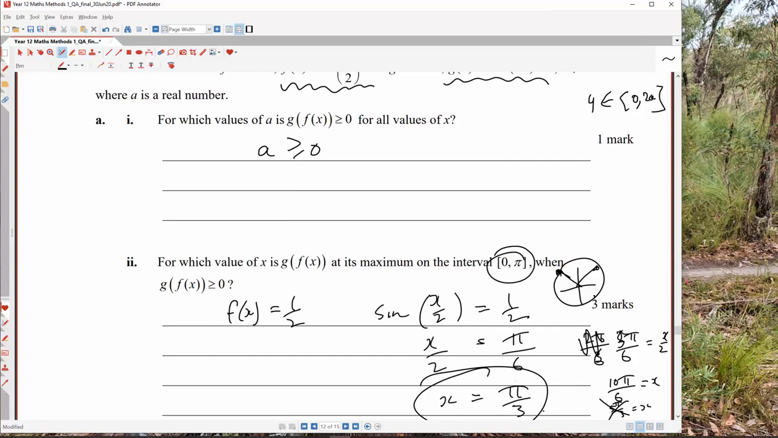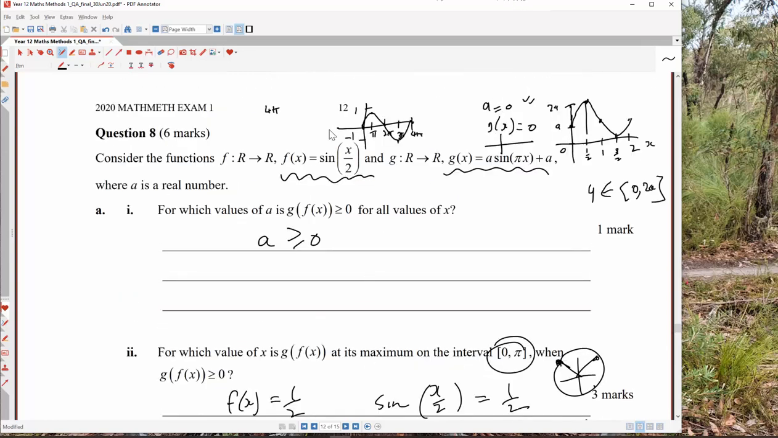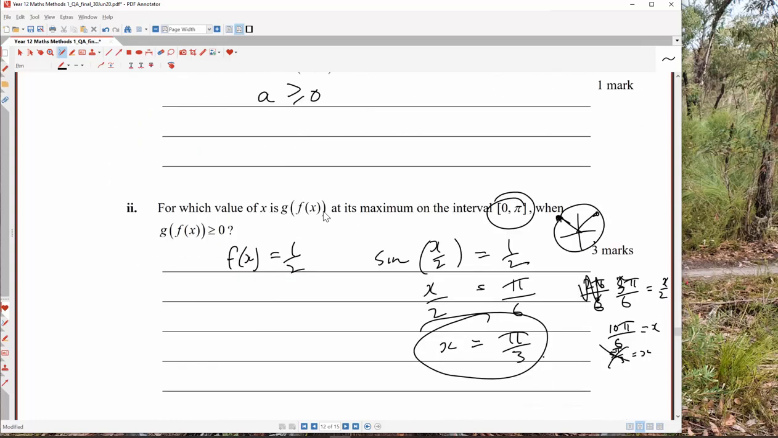So when x is equal to pi on 3, this function here will output a half. A half will go into this function here, and it will max at 2a, because a half goes in. What happens? We get pi times a half, which is pi on 2. Sine of pi on 2 is 1. 1 times a is a, plus a is 2a. So there it is. We've got x equal to pi on 3 will produce the maximum value over the interval 0 to pi.